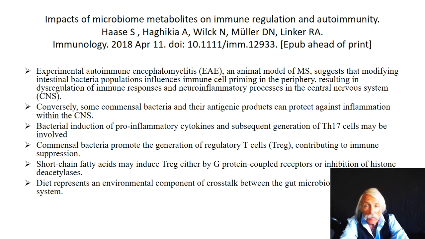Okay. Conversely, some commensal bacteria and their antigenic products can protect against inflammation within the CNS. So obviously some bacteria are going to slow that process down. Bacterial induction of pro-inflammatory cytokines and subsequent generation of Th17 cells may be involved, because those are going to be major players here, Th17, those TFs. Commensal bacteria promote the generation of Tregs. Wow, full stop there. Remember what happened when we knocked out the Sirtuin? We lost Tregs, right? But when you have certain commensal bacteria, the ones that are supposed to be there, they promote Tregs, and that can contribute to overall immune suppression.